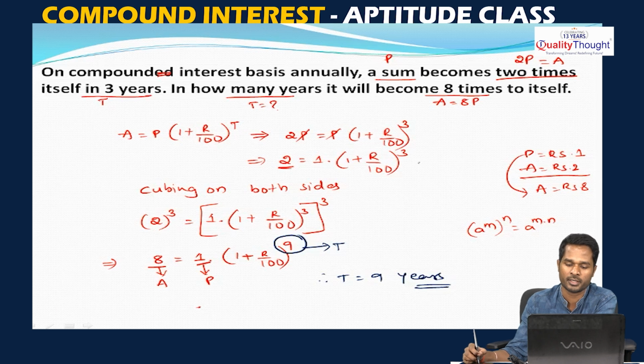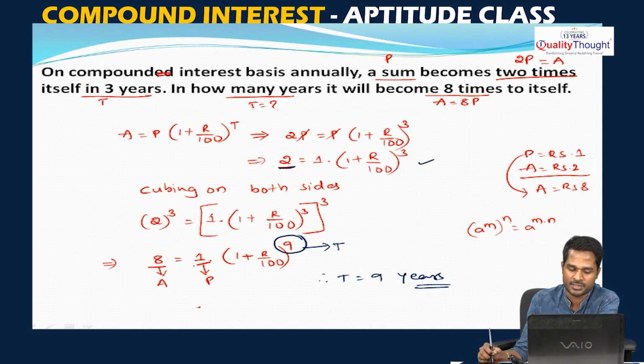Now what I got here is 2 equals 1 into (1 plus r by 100) whole cube. Now I need to make this 2 value as 8. So to make this 2 into 8, I cube it on both sides. So 2 cube is equal to (1 plus r by 100) whole power cube. Now this 2 cube has become 8, and 1 into (1 plus r by 100) whole power 3 threes are 9.